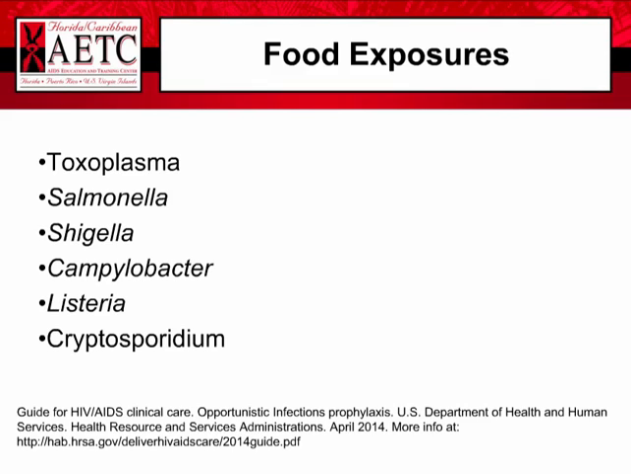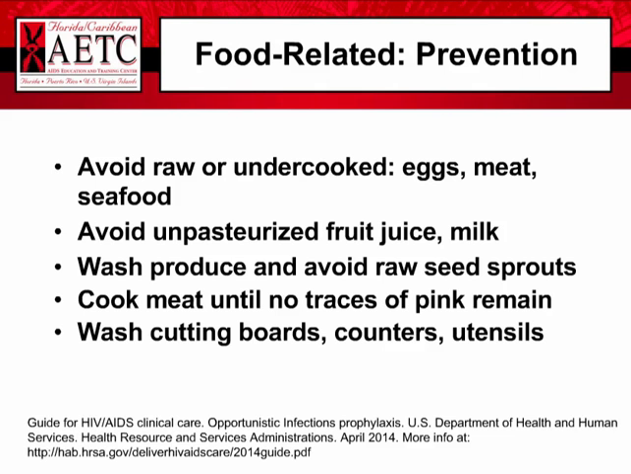So we spoke about toxoplasma, which we can get from ingesting raw meat. Salmonella, Shigella, Campylobacter, so these are enteric infections that can result. Listeria similarly, and Cryptosporidium, which is a parasite. So how do we prevent exposures from food? Patients should avoid eating raw or undercooked food, and that's in terms of eggs, meat, seafood, which includes shellfish. They should avoid eating anything that's unpasteurized, like fruit juices or unpasteurized milk, and for the fruit juices, that's to minimize the risk of Cryptosporidium.